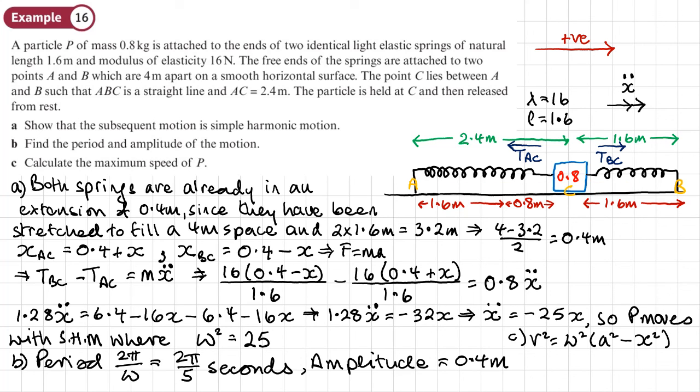And lastly, part C, calculate the maximum speed. Well, the maximum speed occurs when the extension is 0. So v squared is going to be equal to omega squared, which we've worked out as 25, times the amplitude 0.4 squared, and as I said, an extension of 0 when we get the maximum speed. So that gives a value of v as the square root of 4, so it's 2 meters per second. So let's just highlight those answers. So there's part C there. Part B, we had the period and the amplitude here, and then part A was that proof.